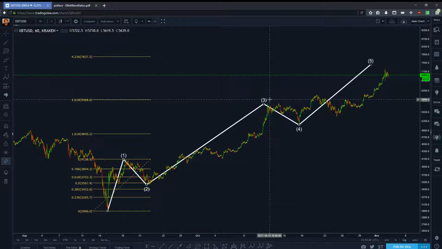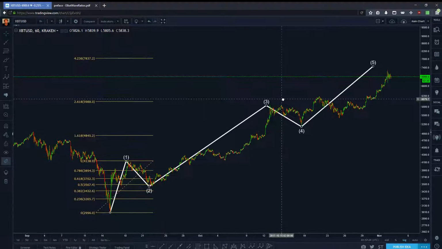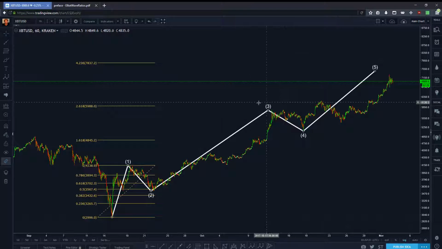So it's just interesting that there's many exchanges out there for Bitcoin, and I think when it comes to drawing fibs and doing Elliott wave, you should stick to the bigger exchanges. I'm using Kraken here just because it's the only chart that I have that I don't have drawings on that I don't want to erase right now.